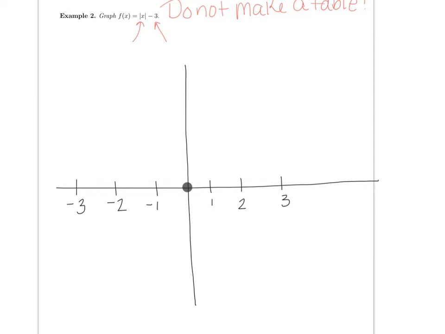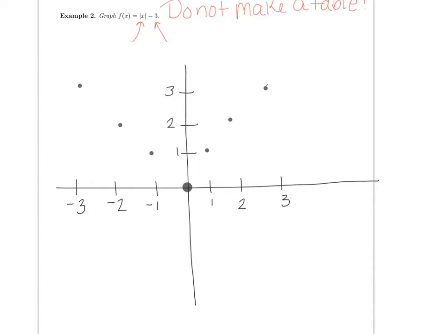We know that if x is equal to 1, the absolute value of 1 is 1, so I need to label my y-axis here too. So we have the point 1, 1. Right, we have the point 2, 2. The absolute value of 2 is 2, right? 3, 3. But then the same thing on the other side. Negative 1, 1. Right, the absolute value of negative 2 is 2. The absolute value of negative 3 is 3.